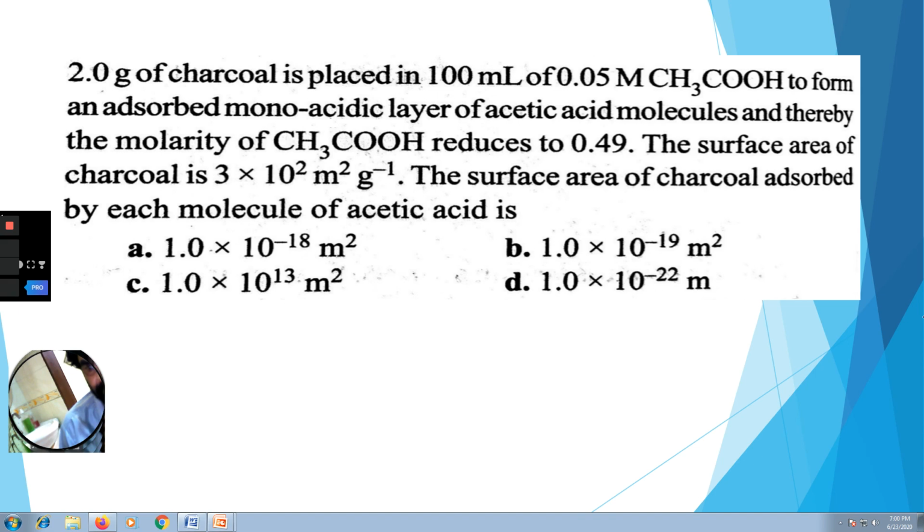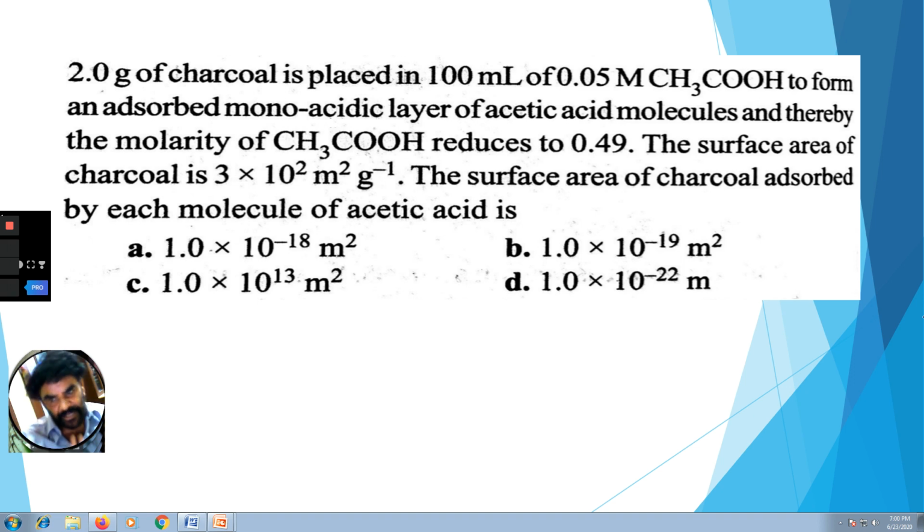In this problem, 100 ml of 0.5 molar acetic acid is taken. There is a print mistake, that is 100 ml of 0.5 molar acetic acid. It's not the 0.05 mole. The print mistake. And to that 2 grams of charcoal is added. So that acetic acid is adsorbed on the surface of the 2 grams of charcoal.